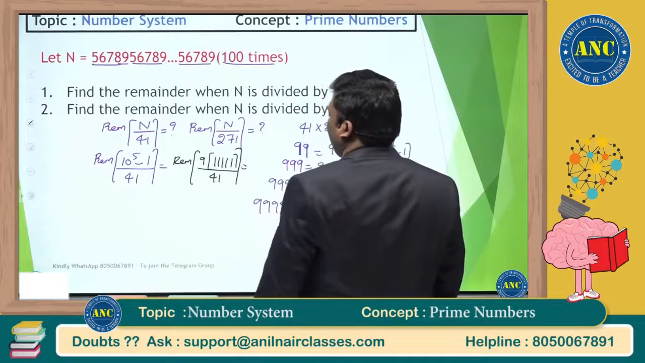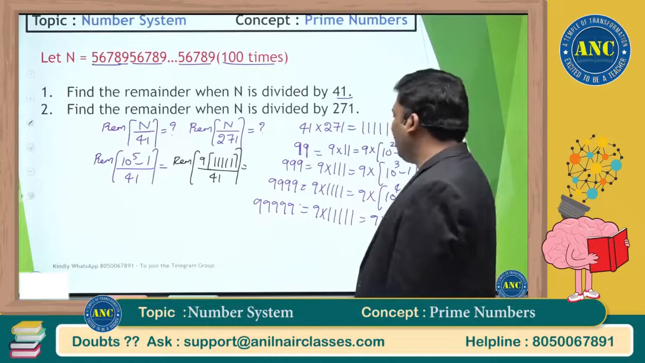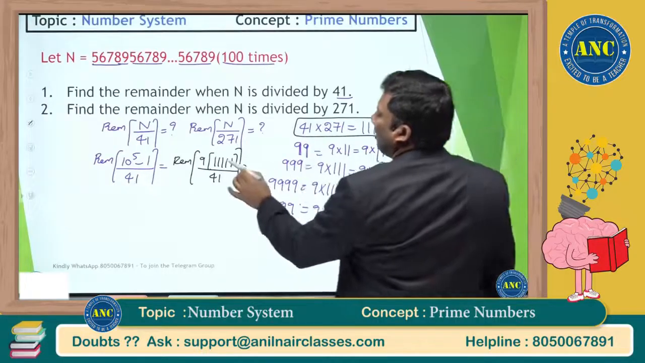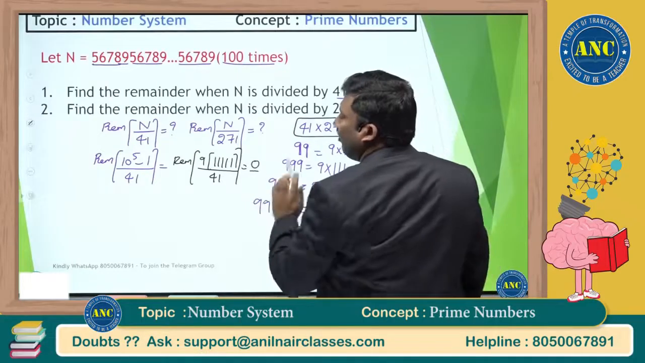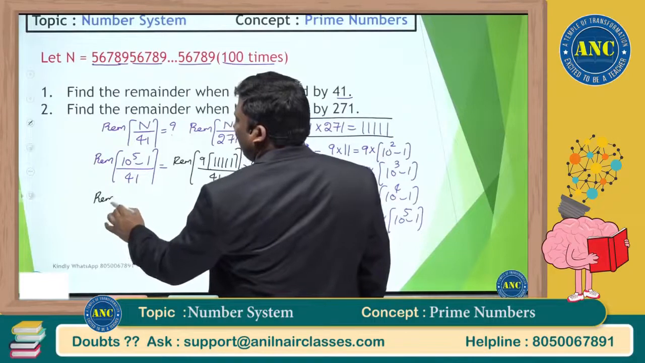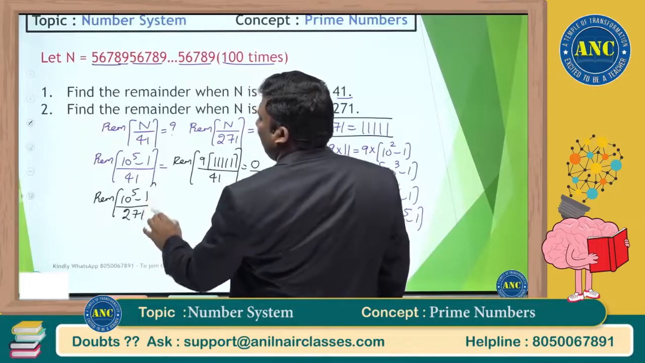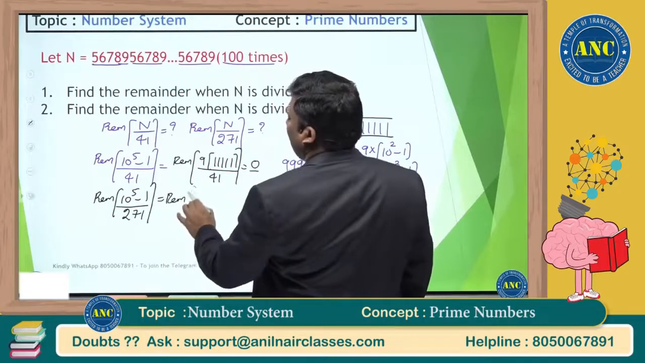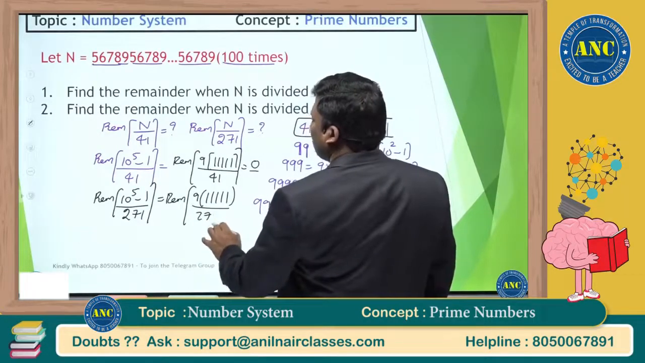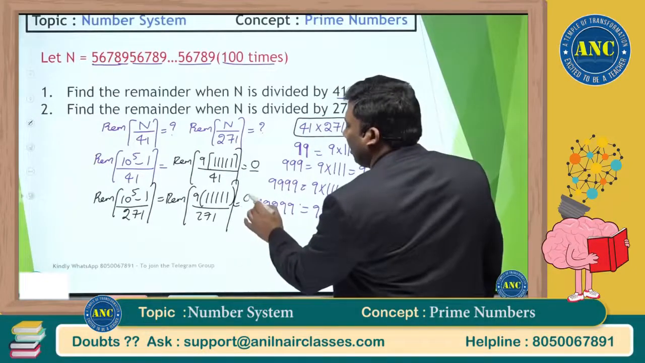Now see here, this entire number is 9 into 5 ones divided by 41. Now, I hope it is clear. 41 into 271 is 5 ones. That means this number is divisible by 41, remainder is 0. Similarly, 10 power 5 minus 1 divided by 271. 10 power 5 minus 1 is 9 written 5 times. If I take 9 common, 5 ones divided by 271. 271 into 41 is 5 ones, so the remainder is 0.